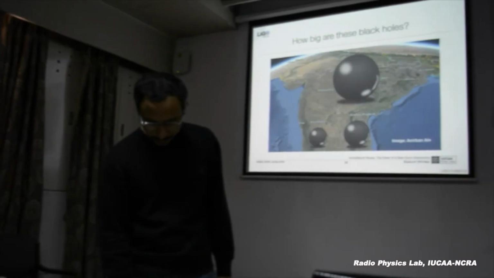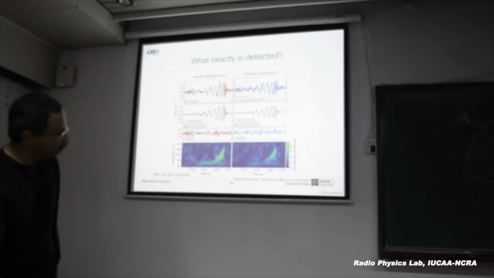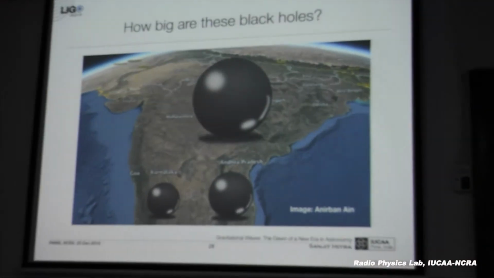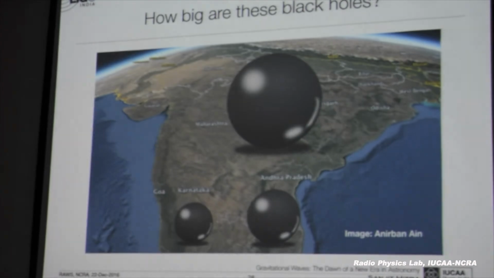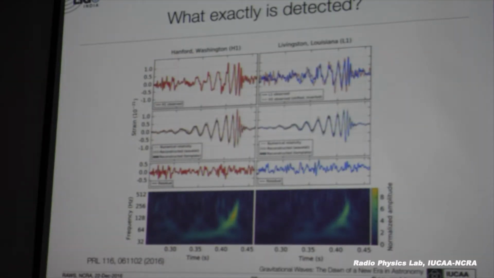So, for example, this was one of the plots made by one of my students, showing how big the black holes are compared to different Indian cities when they merge. These are the typical black holes that were detected, of this size. Even though they look a bit small, the masses were 30 times the solar mass, and the mass of the Earth is a very tiny fraction of the Sun. So you can imagine how massive these things are. And they were moving at half the velocity of light when they merged.